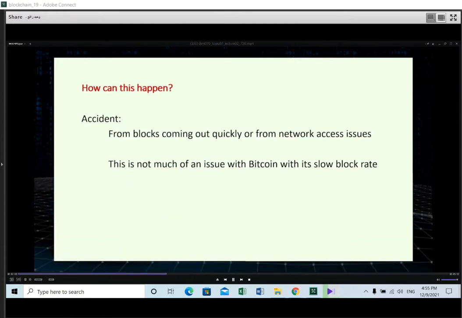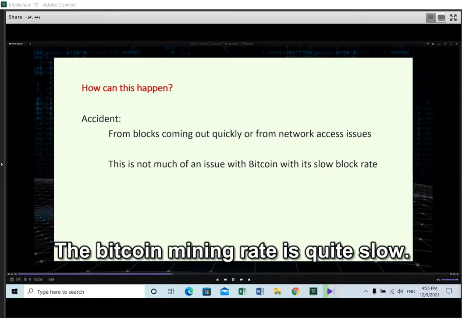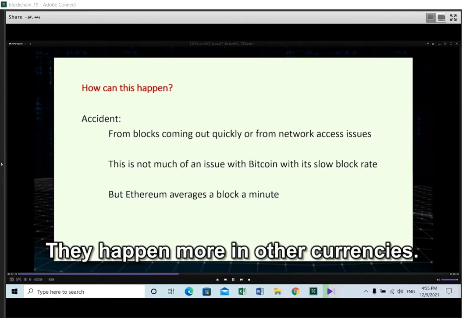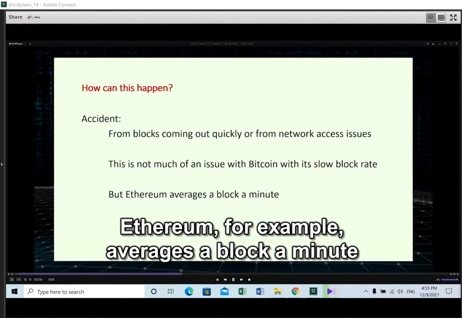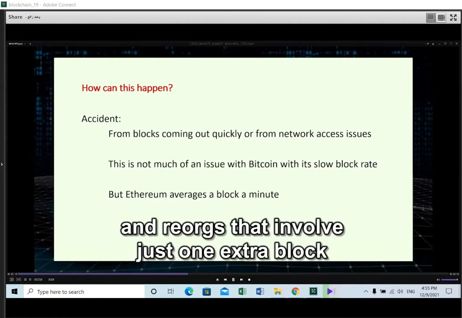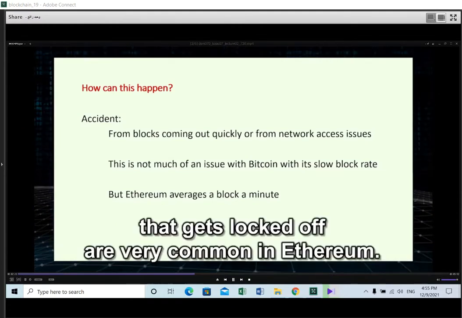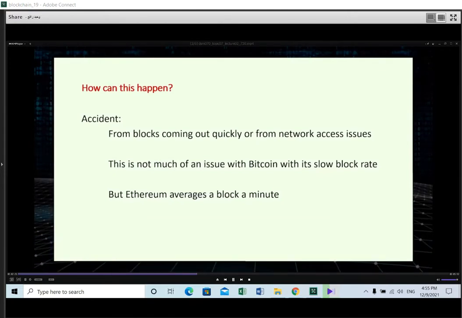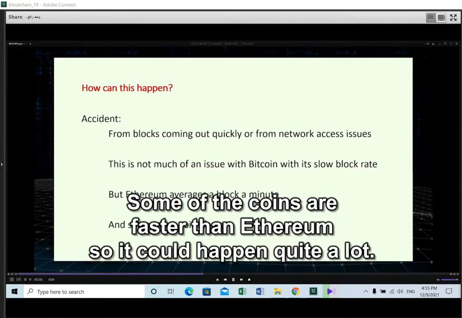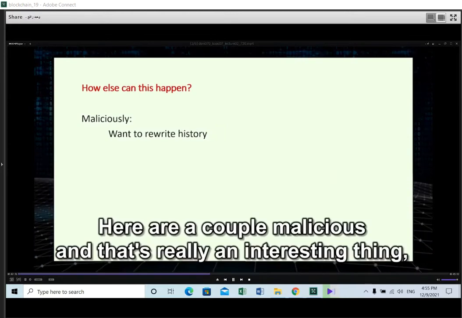And the Bitcoin mining rate is quite slow. So these don't happen that much in Bitcoin, they happen more in other currencies. Ethereum, for example, averages a block a minute, and reorgs that involve just one extra block that gets lopped off are very common in Ethereum. And some other coins are faster than Ethereum, so it could happen quite a lot. So it could be malicious, and that's really an interesting thing.